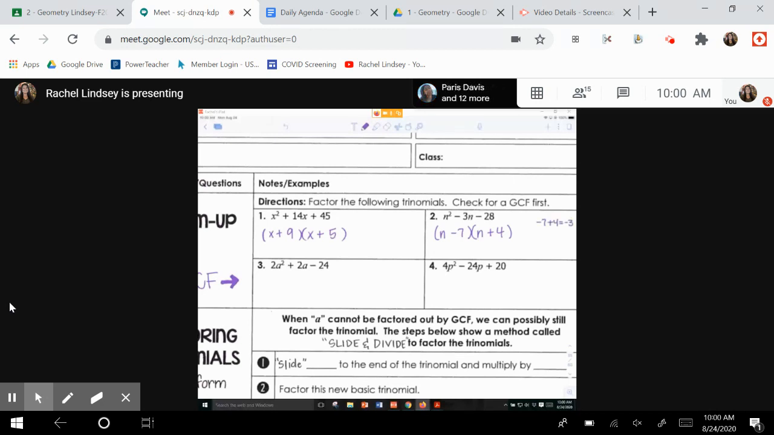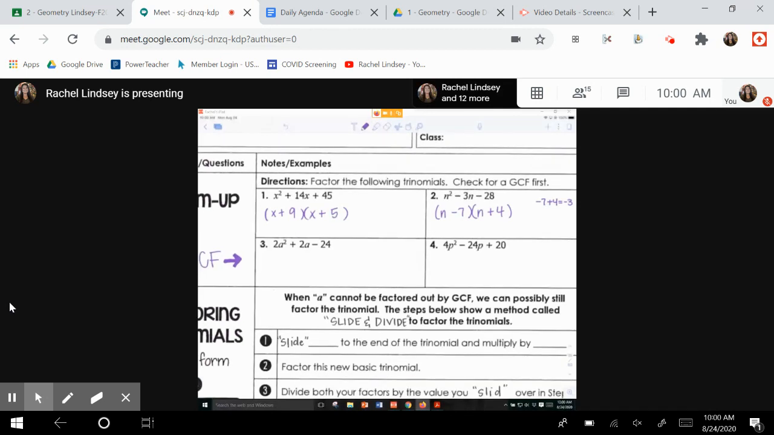Now on 3 and 4, you got to do greatest common factor first, because notice the leading coefficient in front of that a squared, which we call the a, is not 1. So we have to first look for greatest common factor. And if you can't do greatest common factor, then we have to do something else, which is what we're going to be doing today. So do I have a greatest common factor on number 3? 2. So I factor out a 2, I'm left with a squared plus a minus 12. Bring down the 2, and we're going to split it up into 2 factors.